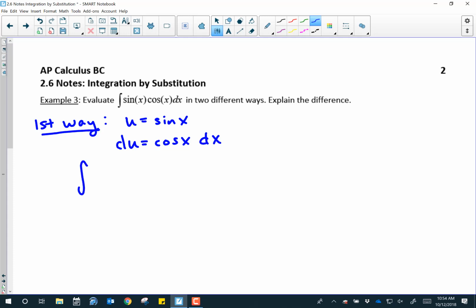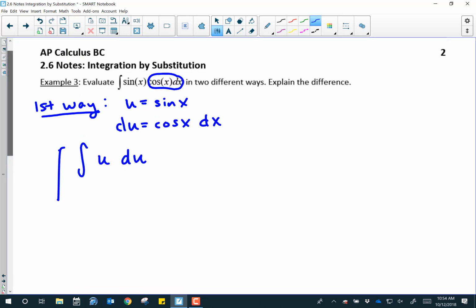So now we have the integral. Sine of x becomes u. Cosine x dx, that whole piece, is du. And now that's a super easy integral. What is that? That's 1/2 u squared plus c. And now back substitute.